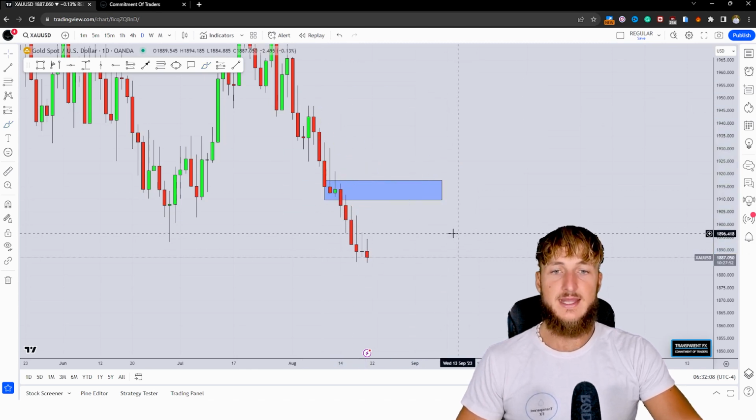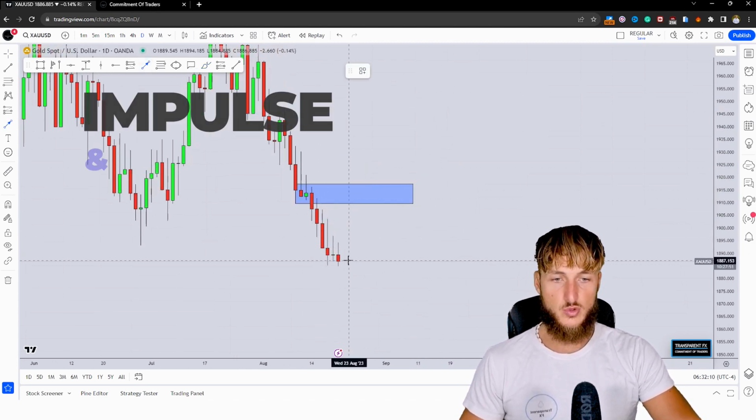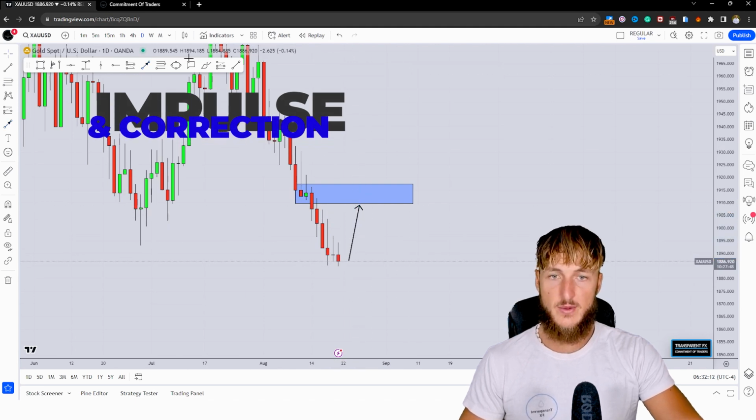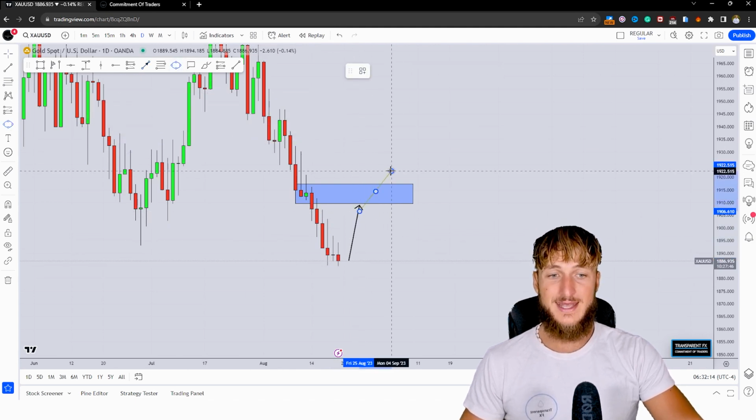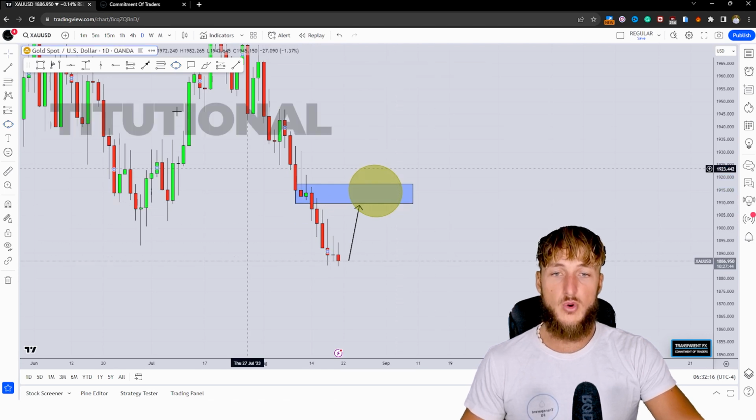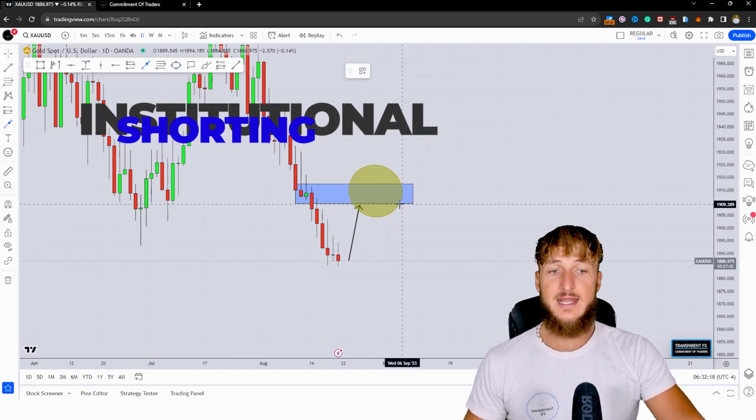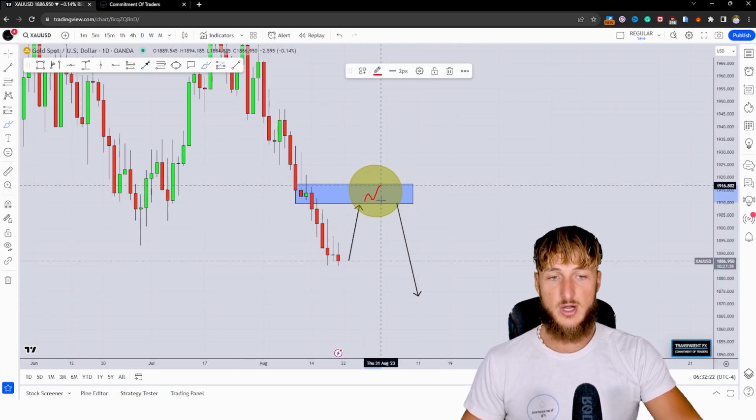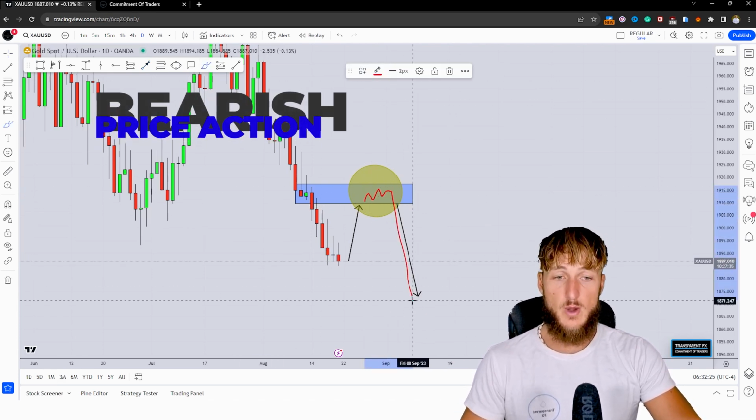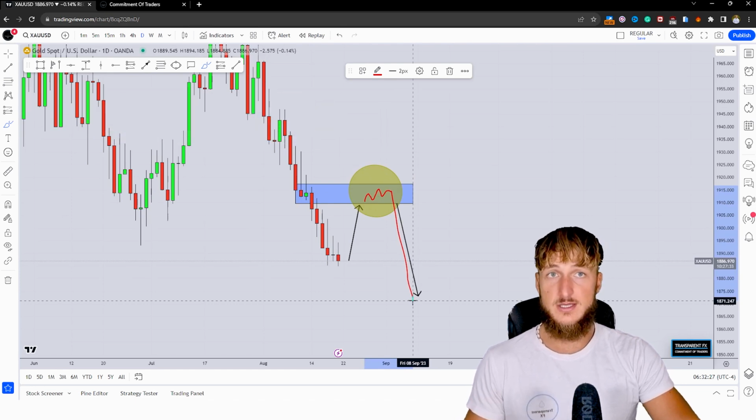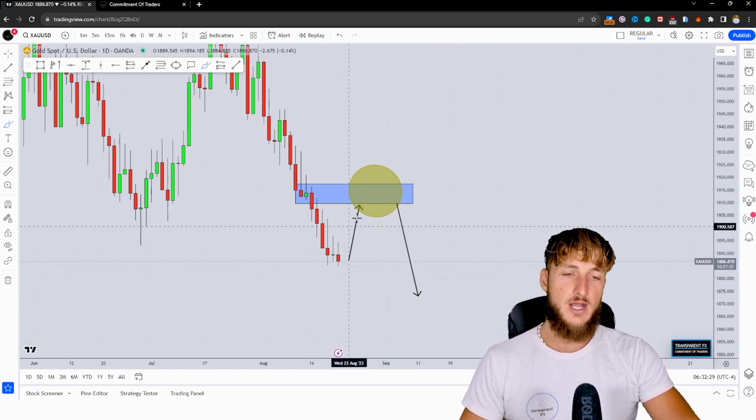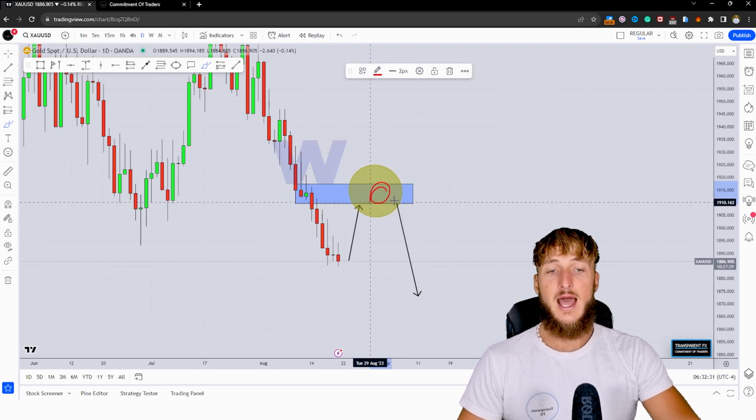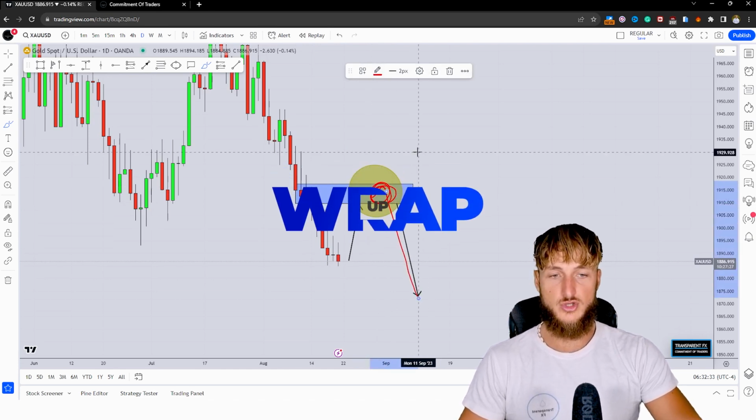Now, this means that if we have a correction to a confluence of resistance area, there is a high probability that inside of this zone, we could see more institutional shorting that would further increase the probabilities of making the market create a rejection to the downside away from the zone, fueled by this institutional shorting. So if we get a correction to this zone, this is how we could be approaching this potential move lower.